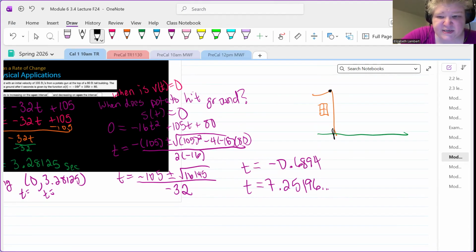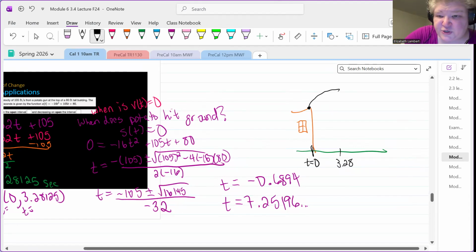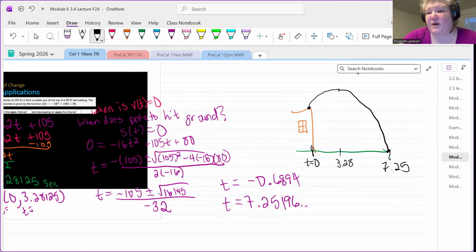So at t equals 0, potato is at the top of the building. At 3.28 seconds, the potato is at the top of its arc. At 7.25 seconds, potato has finished its arc. Now this arc is still a parabola. Even though we know the potato itself didn't actually move left or right, if I plotted it in relation to time, I would get this arc.